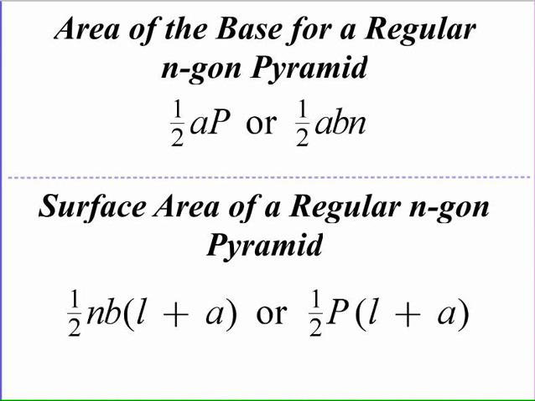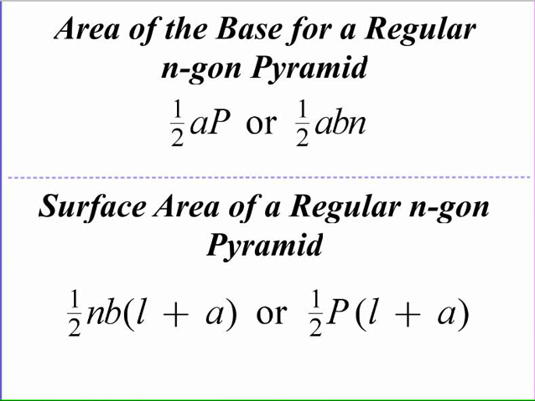So now where we use the slant height a little bit is in the surface area of a regular n-gon pyramid. First of all, the area of the base for a regular n-gon pyramid is as follows: 1/2 A times P. What do you think that big P is? Perimeter. Okay. What is A? Apothem. There we go. Remember that with the apothem? Or 1/2 ABN: apothem, base, number of sides.